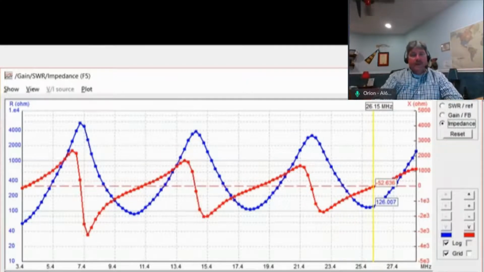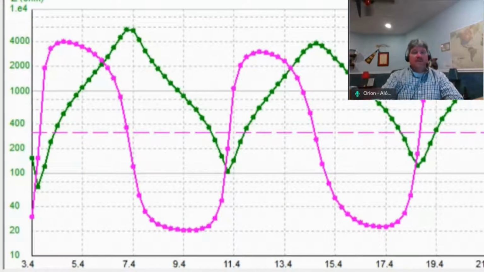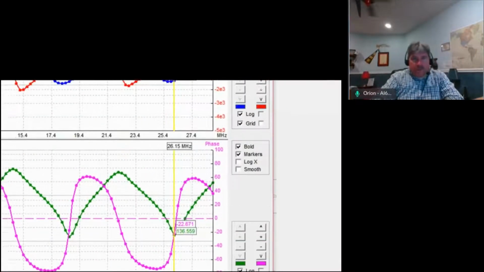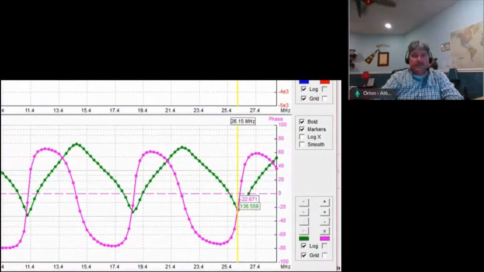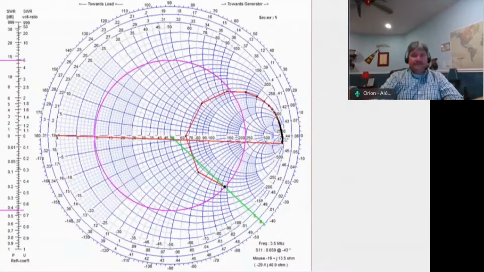flips back and forth. Downstairs, or I should say the bottom part of this chart, gives you the complete version of the impedance plotted against the phase of the current that is flowing. Oh, is this current or is this voltage? Sorry about that. I don't know which one that is, but anyway, it shows you the phase. I don't particularly use this one very often. Now, if you are a Smith chart fan, the program will create a Smith chart of this antenna as it moves through the different frequencies. So you can see the SWRs for that as well.